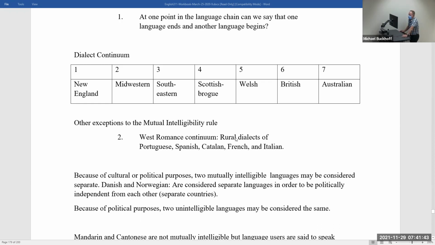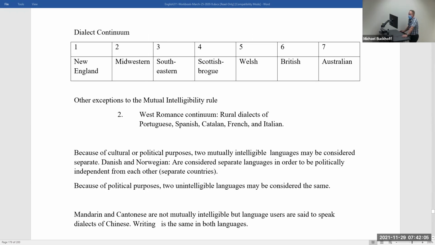So it says, if you look at rural dialects of Portuguese, Spanish, Catalan, French, and Italian, maybe there's a dialect of Portuguese that's understandable to Spanish, or there's some dialects of Spanish which are understandable to Catalan or French or Italian and so on. So there's a lot of gray areas with this. It says, because of cultural or political purposes, two mutually intelligible languages may be considered separate. Danish and Norwegian, for example, are considered separate languages to make the countries independent from each other, but really they're not. It says, because of political purposes, two unintelligible languages may be considered the same.